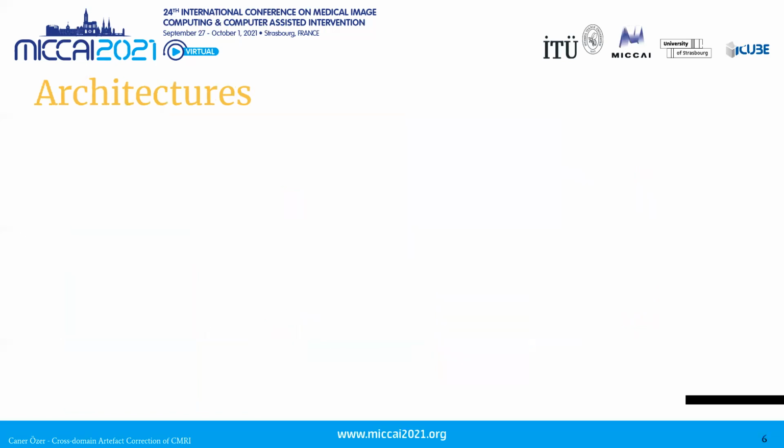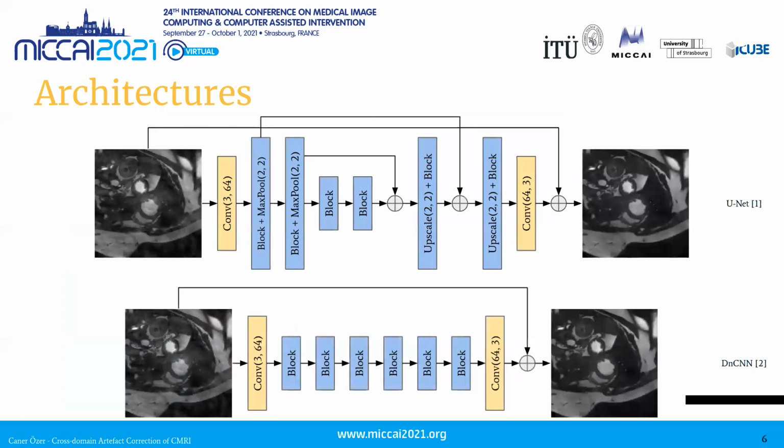In our work, we utilize UNet and DnCNN architectures, which we create by using the aforementioned building blocks. In both of these architectures, our purpose is to improve the quality of the images by either denoising or correcting the mistriggering artifact as shown above.